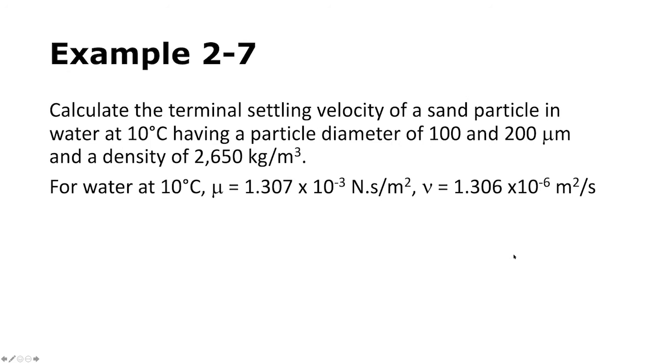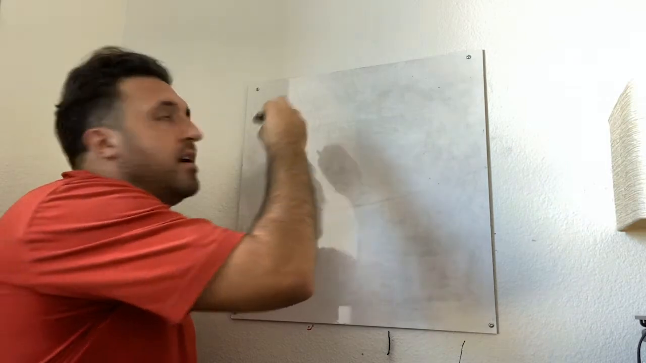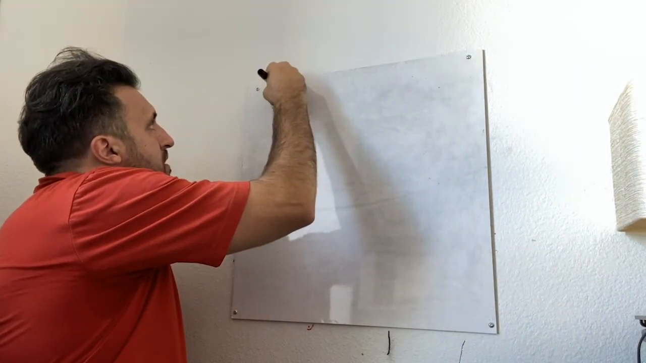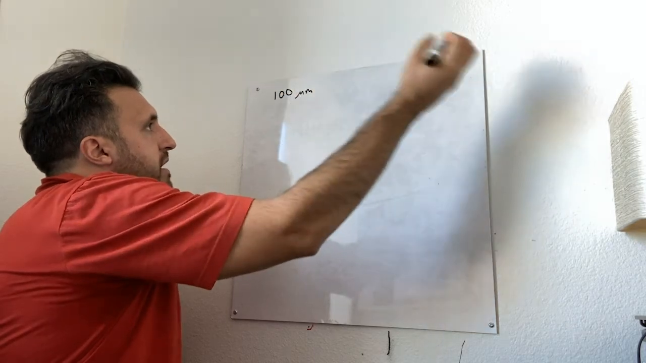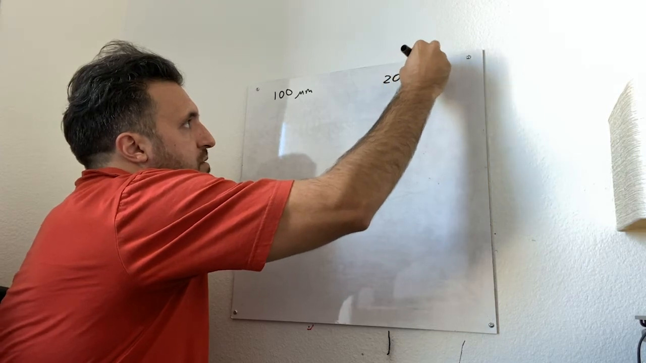So let's do an example problem. Let's calculate the terminal settling velocity of a sand particle in a water source at 10 degrees Celsius, having a particle diameter of 100 and 200 microns and a density of 2,650 kilograms per cubic meter. And here are some values for viscosity at 10 degrees Celsius. All right, so for this one, we're going to follow the procedure outlined in the previous slide. Let's start by doing the example of a particle with a diameter of 100 microns, and then we will do the same example with a particle of 200 microns.